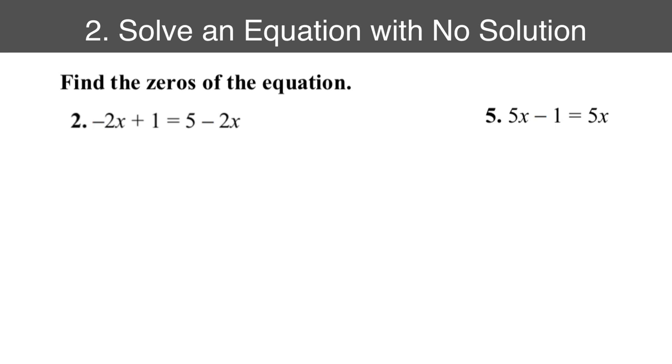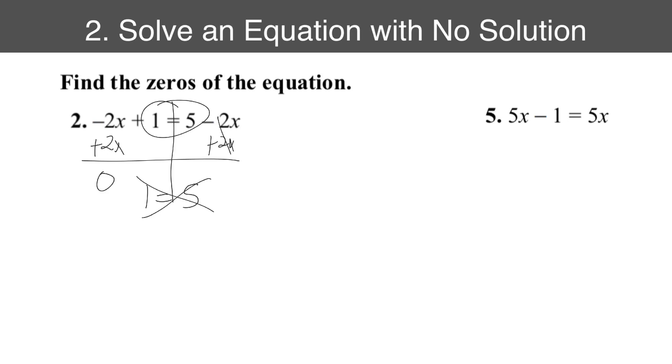On number 2 right here, if we started solving for x, we would add 2x over to the other side. Then negative 2x plus 2x is just 0. So there's no variable anymore. It's not 1x, it's not 0x, there's nothing. There's just nothing left over. So what you do is you take the two numbers that are left over, 1 equals 5, and see if they're equal, which obviously they're not. So then the answer is just no solution.